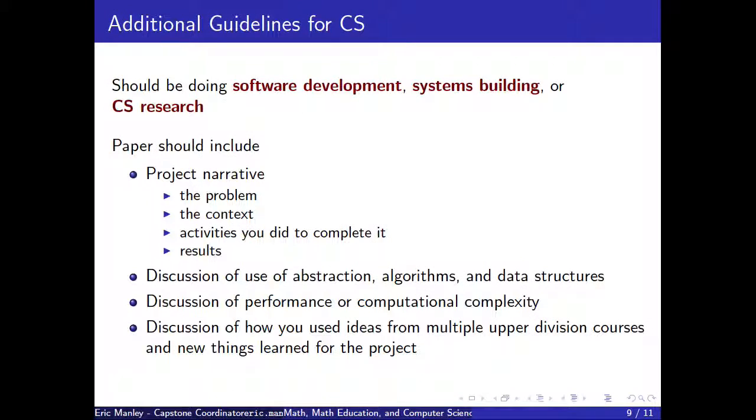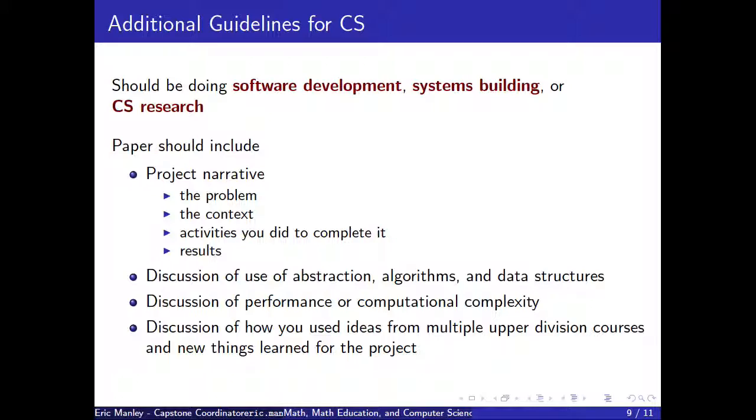Okay. All right. Now, depending on whether you're doing a math capstone or a CS capstone or a math ed capstone, there may be some additional guidelines that pertain just to you. Actually, if you're a math capstone, there are no extra guidelines. It's a lot more wide open. But there are some specific guidelines for CS and math ed, so I'll talk about those right now.